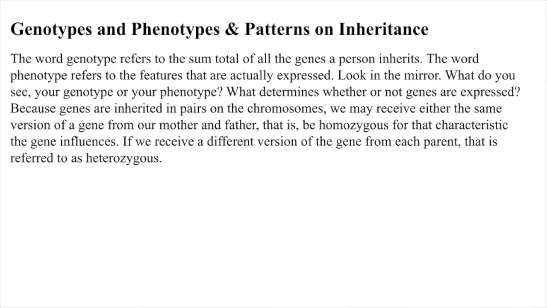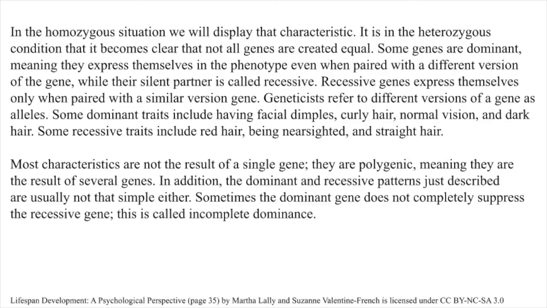Because genes are inherited in pairs on the chromosomes, we may receive either the same version of a gene from our mother and father, that is, be homozygous for that characteristic the gene influences. If we receive a different version of the gene from each parent, that is referred to as heterozygous. In the homozygous situation, we will display that characteristic.